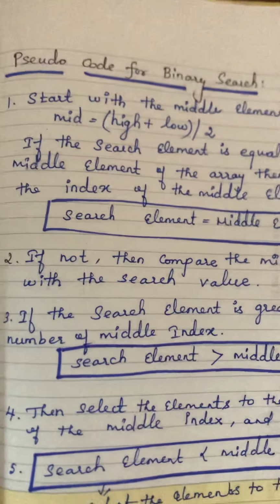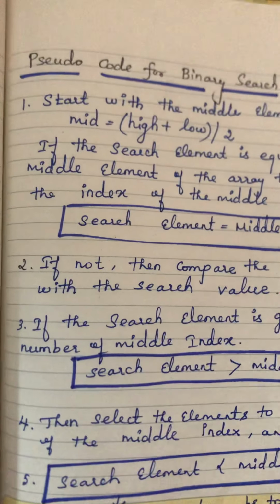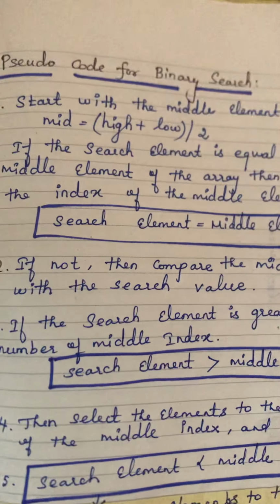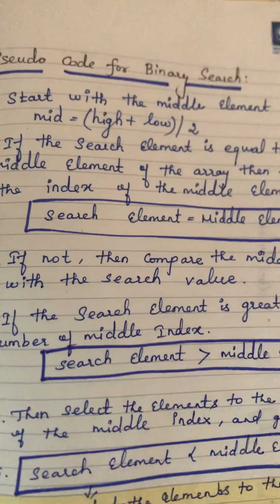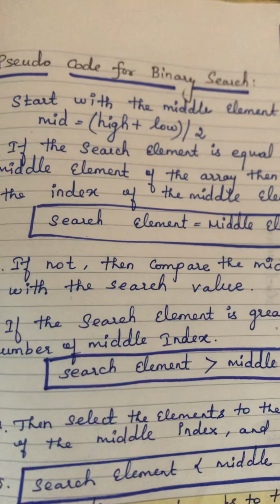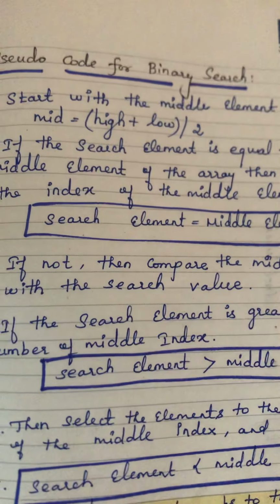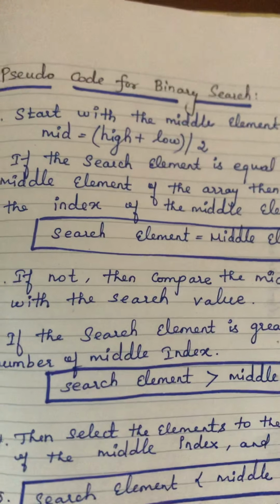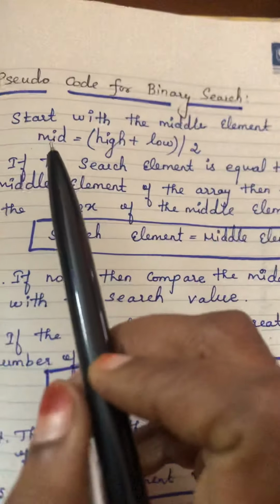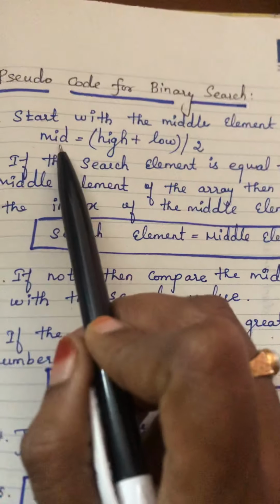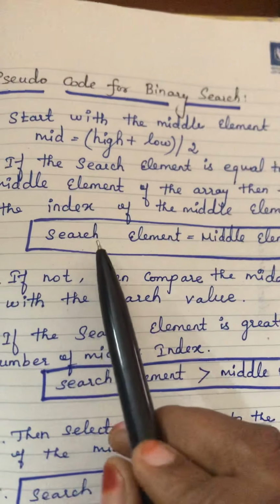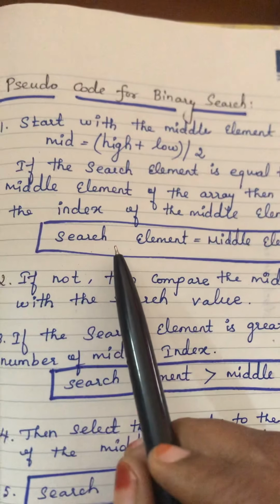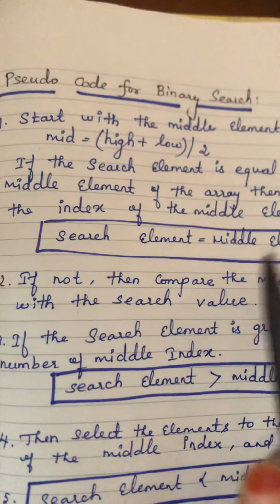What we have to search, whether this number is available in this list, is called the key value, also called the search element. We have to find the mid value first. We check whether the mid element is equal to the search element. If the condition is true, it means we got the result.